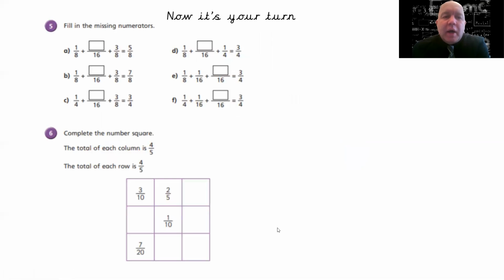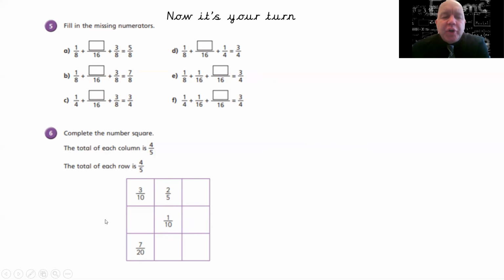Okay. Right. A few for you to try. Now, these are tricky. I'm not going to lie to you, so do your absolute best. Just remember, rule 1, make all your denominators the same. If you create equivalent fractions and your denominators are the same, you're well on your way to solving these problems. So question 5, find the missing numerators in each case. Question 6, you're going to try and complete the grid. Each row totals 4/5. Each column totals 4/5.